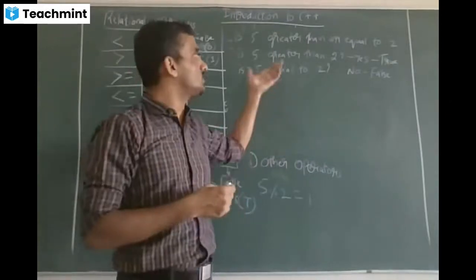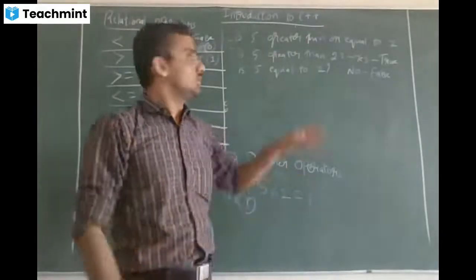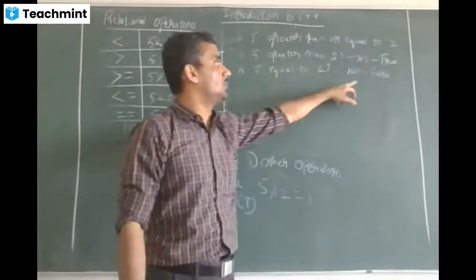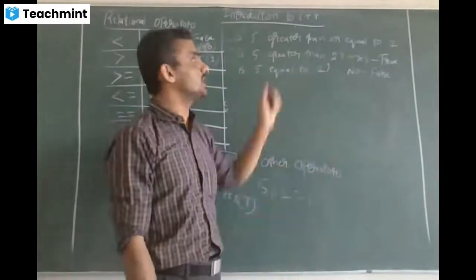Now, if I come across the question like that, is 5 greater than or equals to 2? We have two questions here. First thing, is 5 greater than 2? Yes, it is true. Is 5 equals to 2? No, it is false. 5 is not equal to 2. Then which one should I consider? Two results I am getting here.